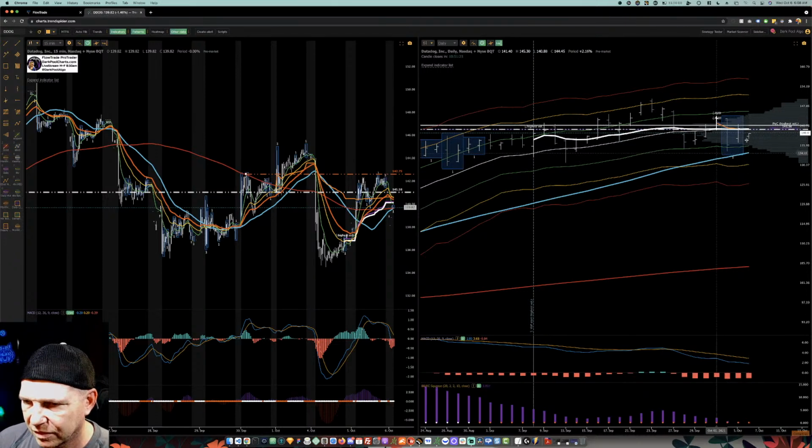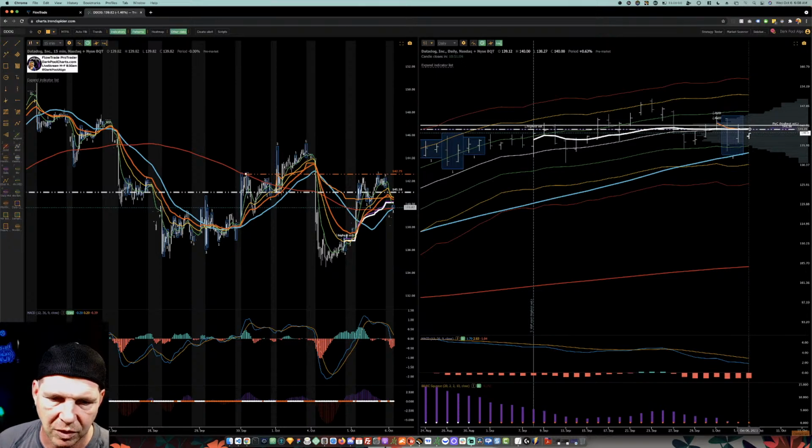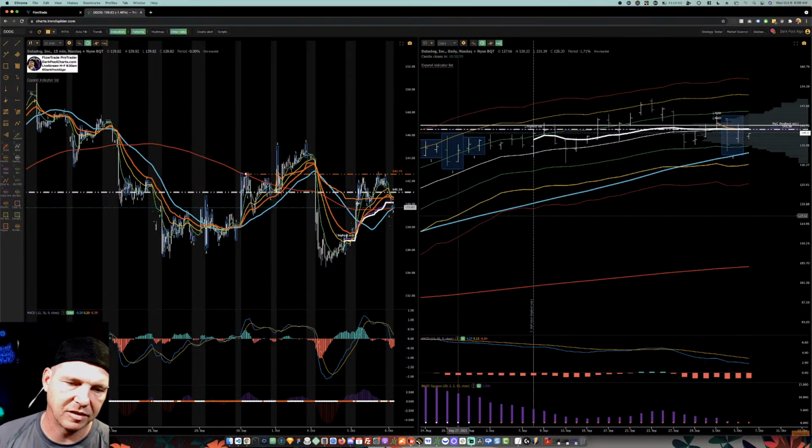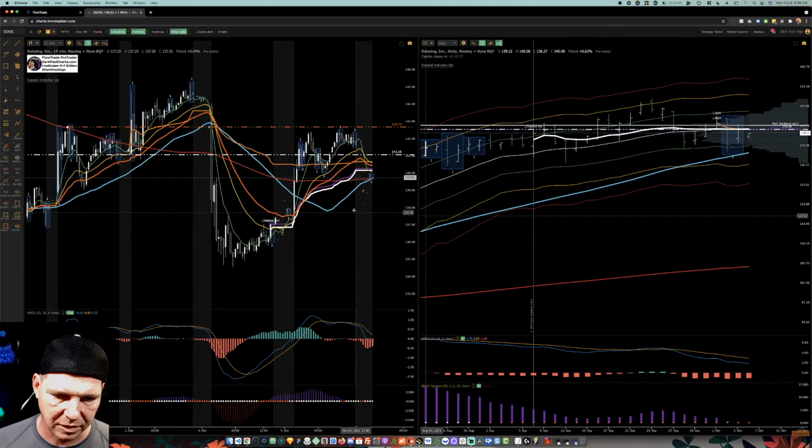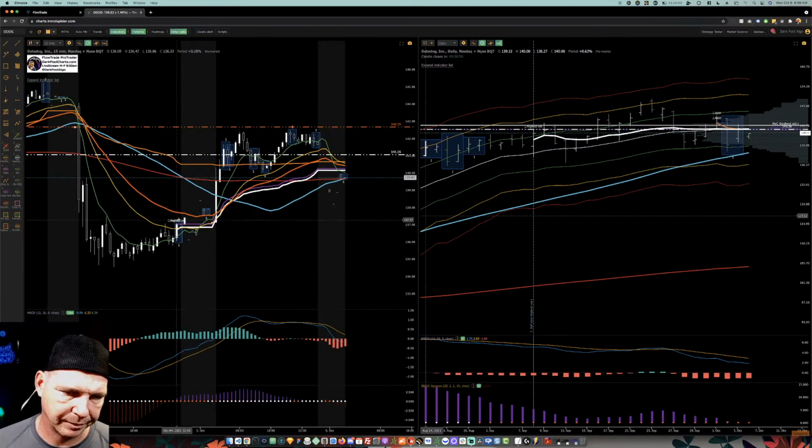So we've got this little wedge forming on the daily with the VWAP point of control. So like I said, above 142.60, let's just call it 143. Above 143, I think we start moving a little easier to the upside, right? Could easily reject off of 141.25, which is point of control, VWAP. Lots of activity at that level. So let's see what we did overnight.